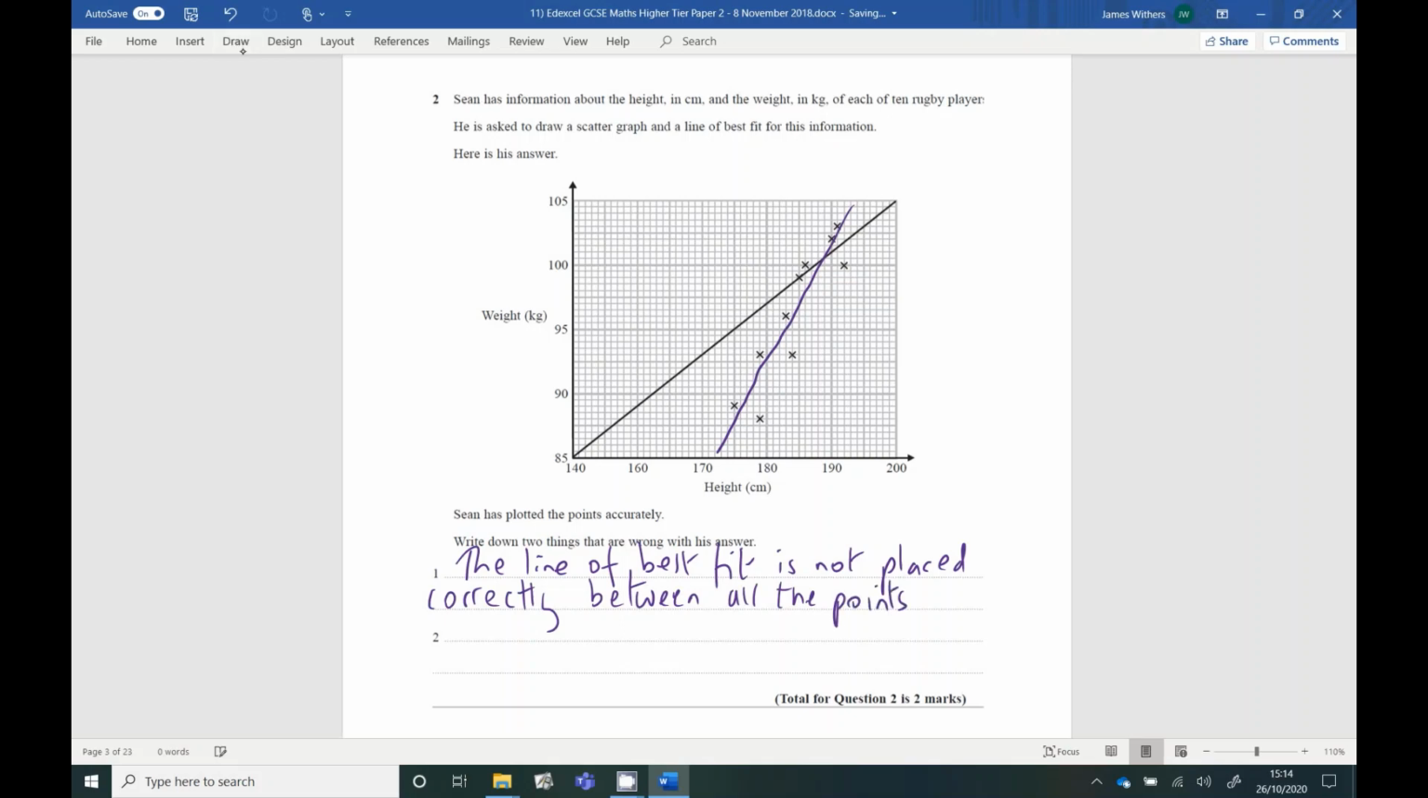Okay, now the second thing to note is the height scale is incorrect. Do you see how we jump from 140 up to 160, then to 170, 180? So it jumps up by 20 and then starts going up by 10. So the height scale is not linear. Okay, it's not going up by equal amounts each time, something like that.